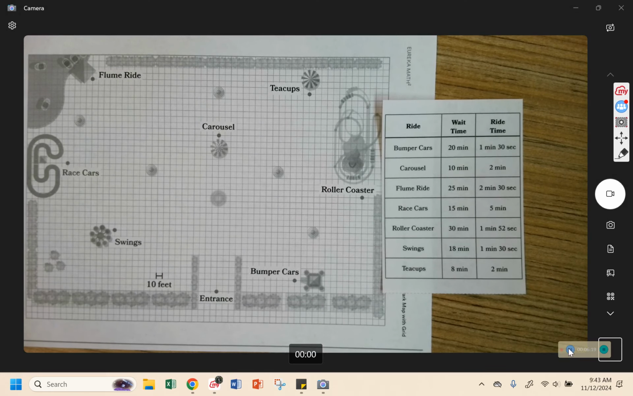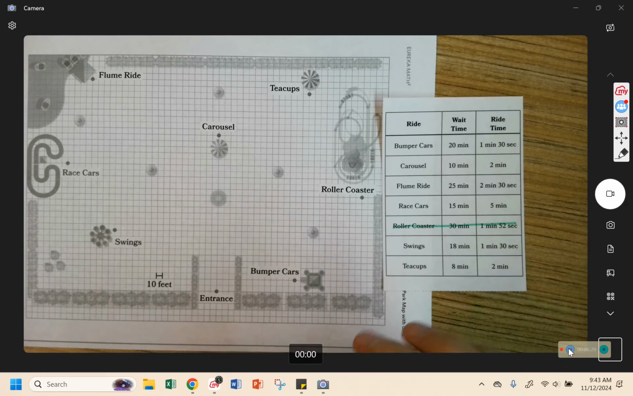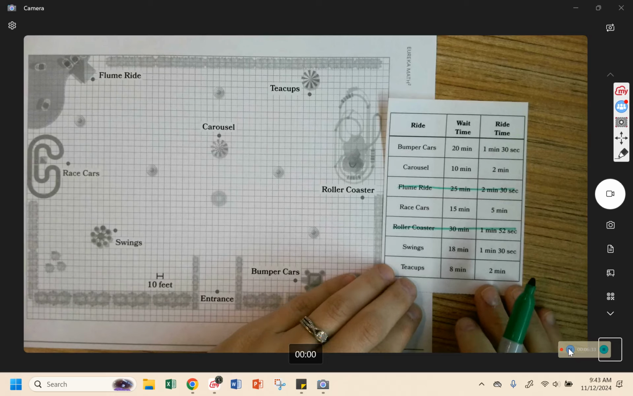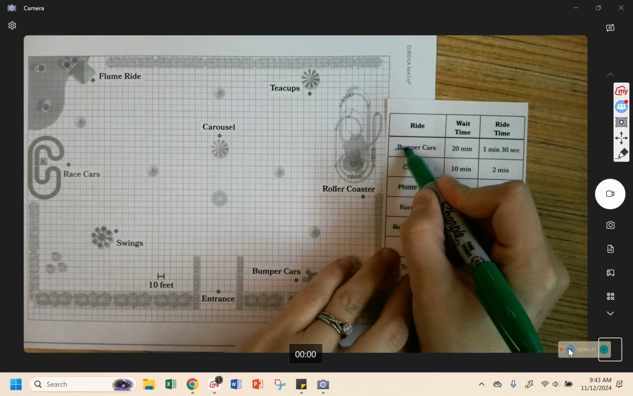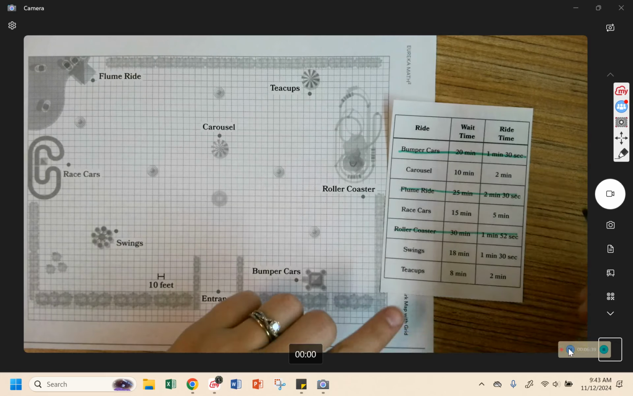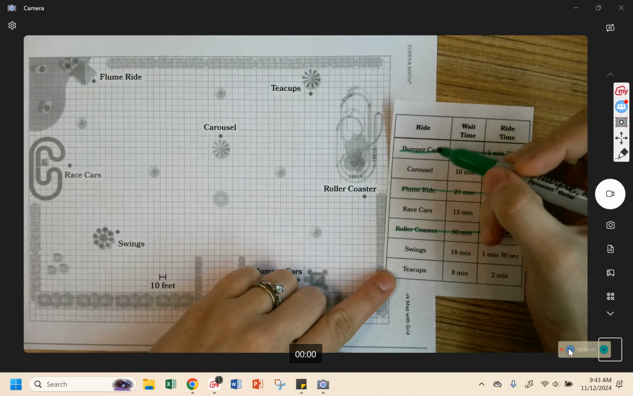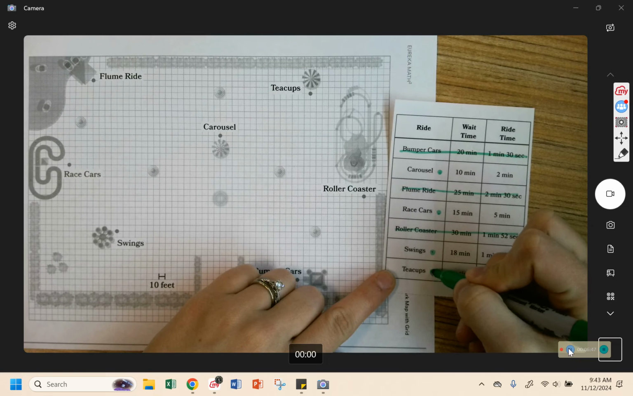So looking at this list of ride times, I don't want to take 30 minutes to wait for a roller coaster. And I do not want to take 25 minutes to wait for a flume ride, or 20 minutes to wait for bumper cars. So I'm going to ride the 4 shortest wait times. Remember, we can't repeat any rides, but we need to ride 4. So there's 1, 2, 3, 4.